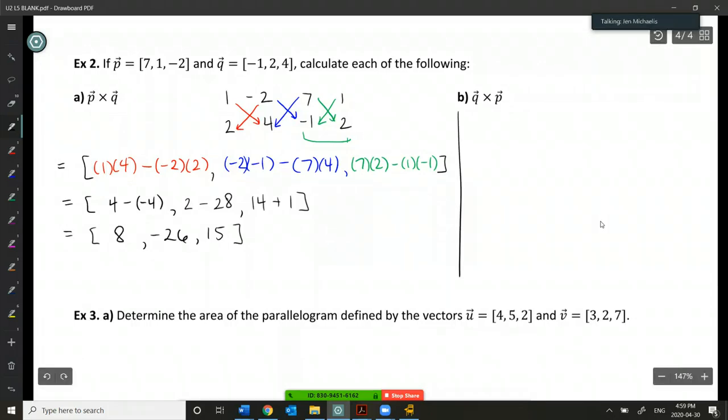Now, if you're going to do the opposite of that, q cross p, you would set it up with q written twice on top here. Oh, sorry, it'd be -1 and then 4. And then p, you write below twice. And that's how you would set up your cross product.